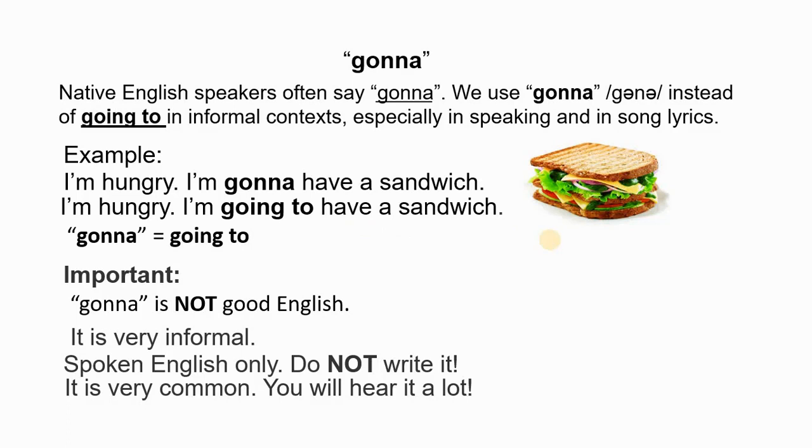So these two sentences here have the same meaning. I'm hungry. I'm gonna have a sandwich. And I'm hungry. I'm going to have a sandwich. Again, these two sentences have the same meaning. Alright? So gonna is the same as going to. This is what was changed.